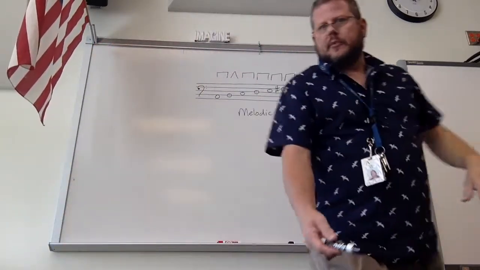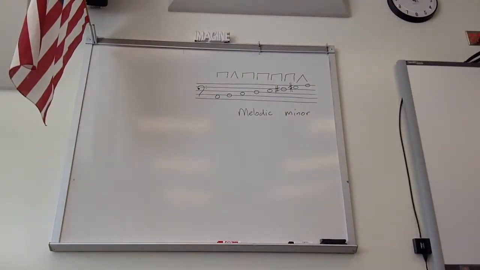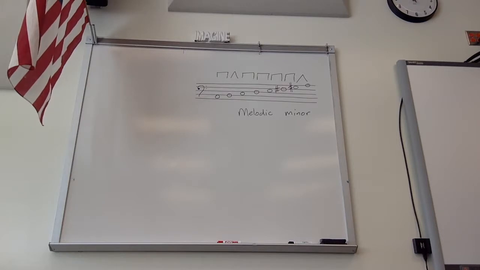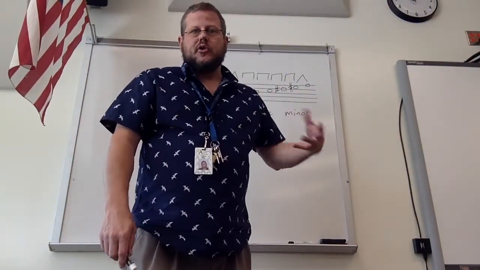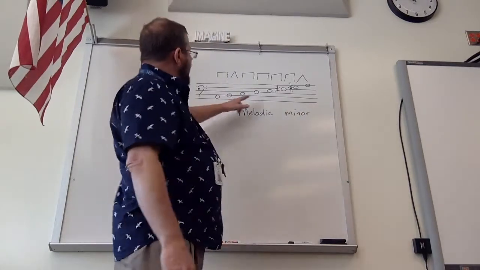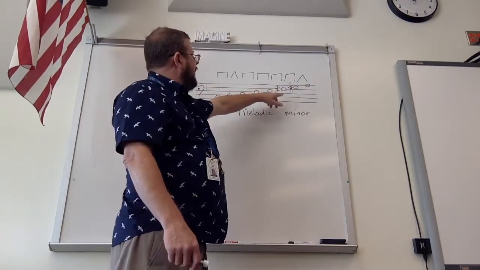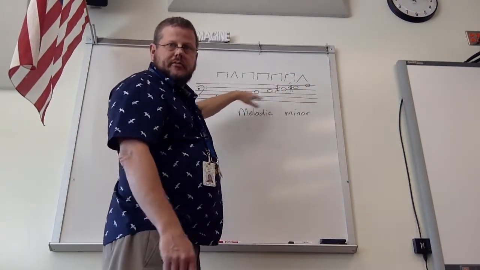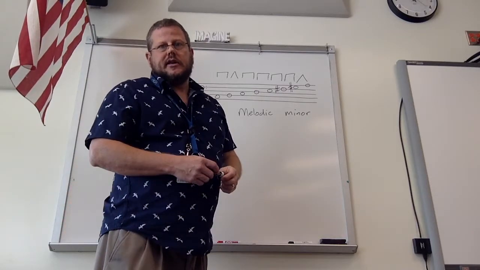I'll play that on the piano so you don't have to bear with my terrible voice. So the scale descending reverts back to natural minor or pure minor. So we add the raised 6th and 7th on the way up, and then on the way back down, this would be G natural and F natural, back to pure minor. That's the way the melodic minor is usually handled.